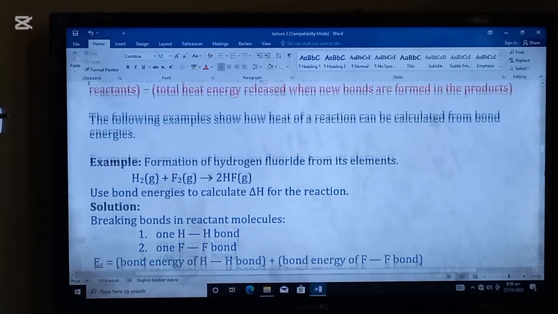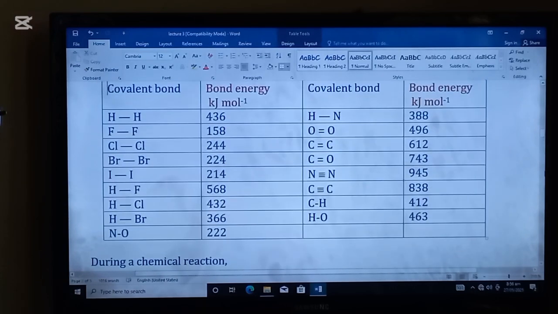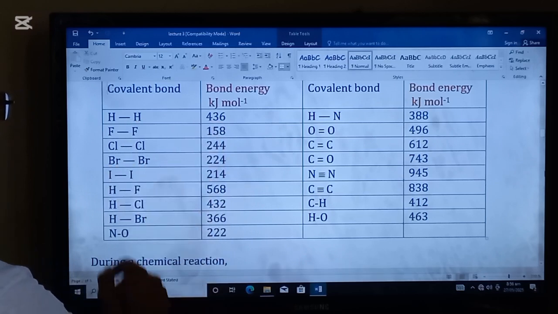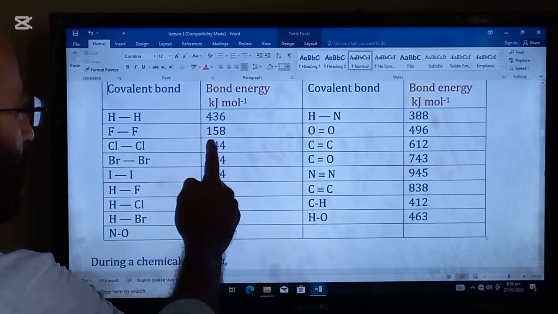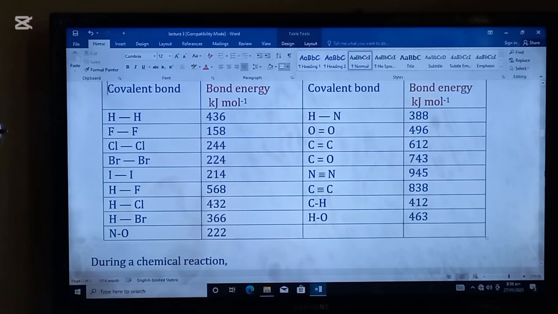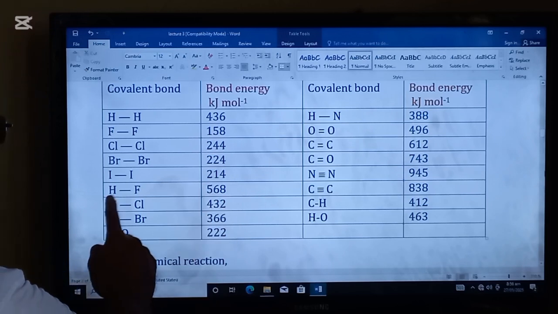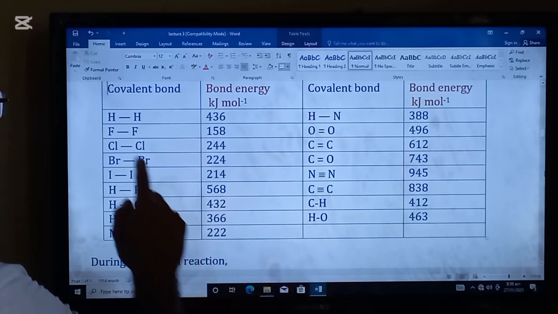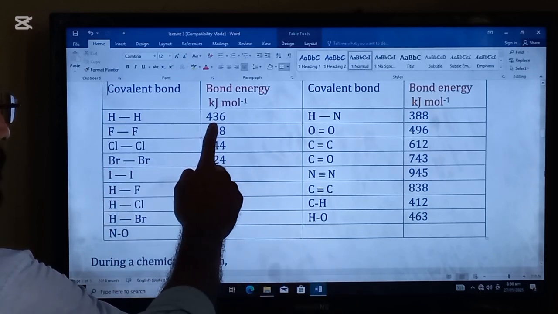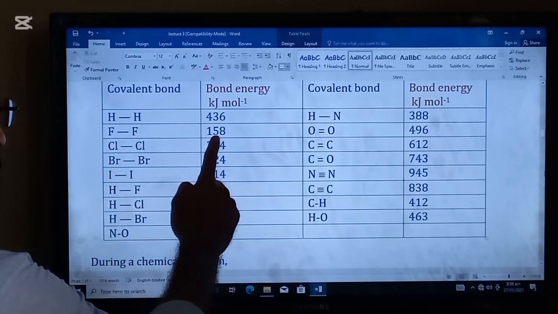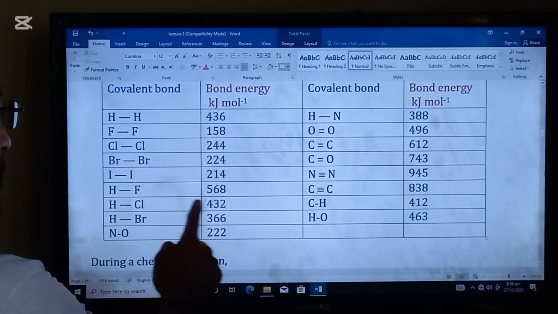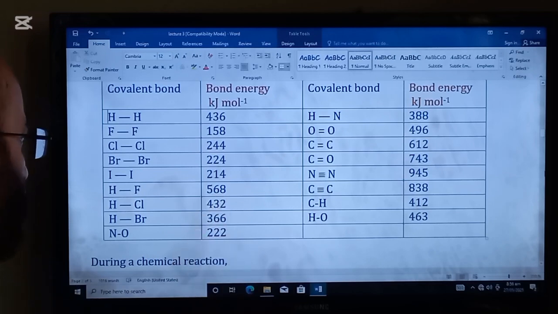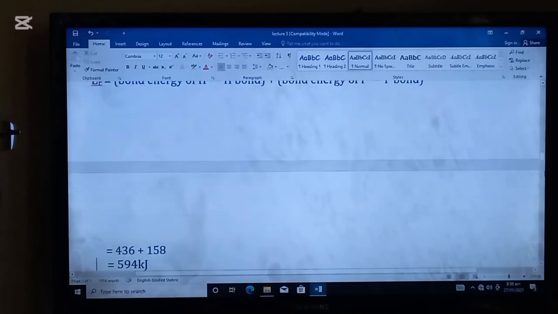So we are going to note the energies. Here is the H-H energy, that is 436. Here is the F-F energy, that is 158, and here is the HF energy, that is 568. And in the equation there is one molecule of the H-H, one molecule of F-F, and two molecules of HF. So this energy will be multiplied with 2. So look now.